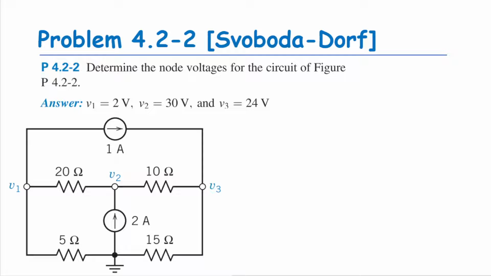Hello, my name is Ardi and we are going to solve problem 2.2 from Svoboda-Dorf, and the question is: determine the node voltages for the circuit of figure 4.22. Okay, let's see the voltage here. We have the ground at the bottommost node, so the voltage here will be 0.